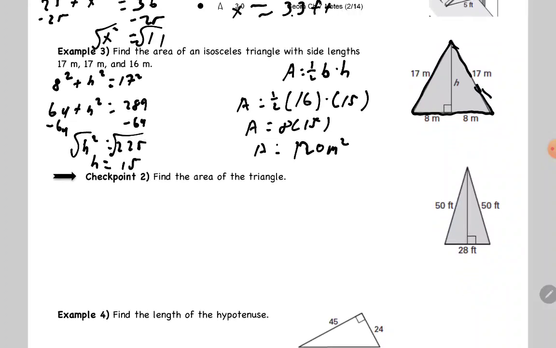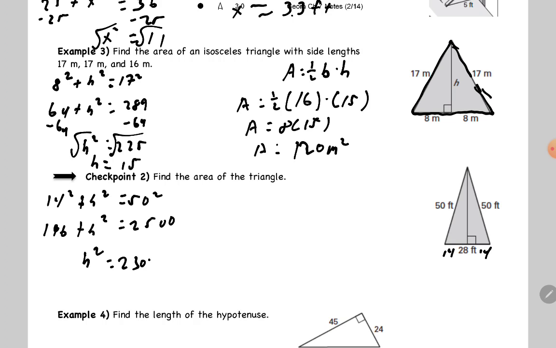Alright, let's do this again. So 50, 50, 28. Split this up. This is 14 and 14. So I'm going to find h by doing 14 squared plus h squared equals 50 squared. So 196 plus h squared is 2500. Subtract 196 over and we get 2304. And believe it or not, this comes out to be just 48. 48 times 48 is supposedly 2304.